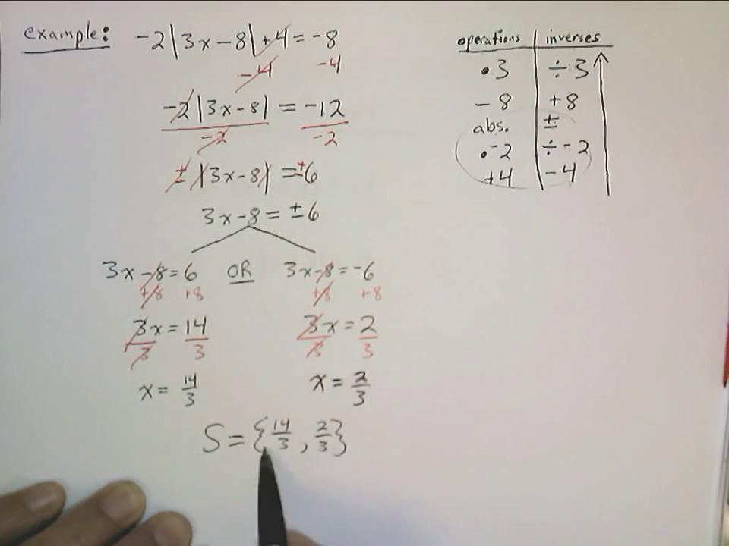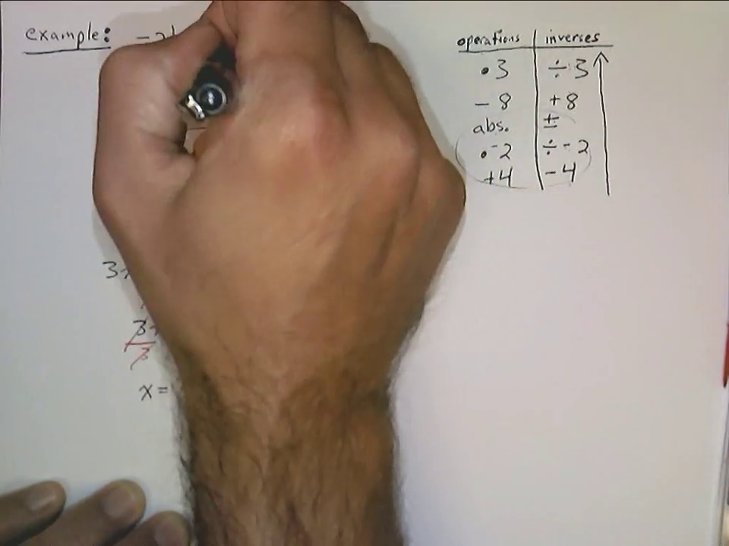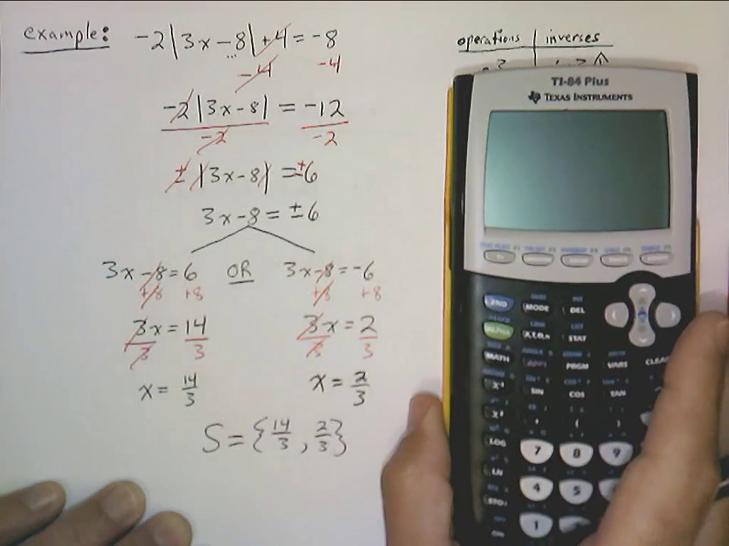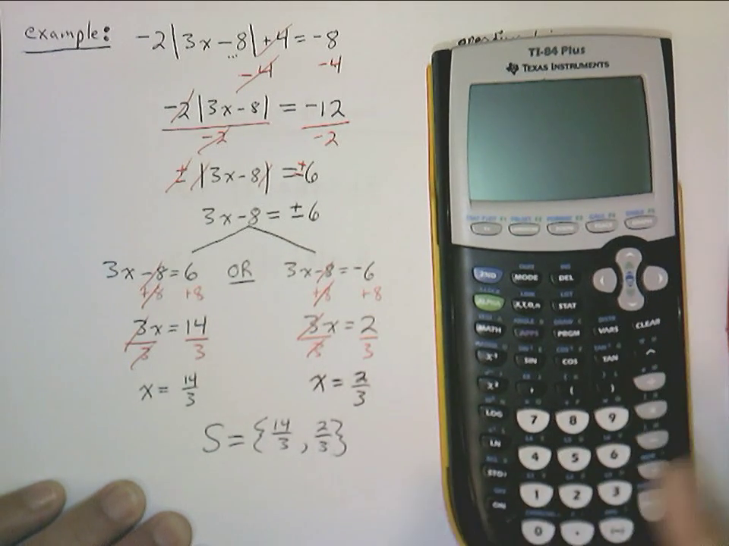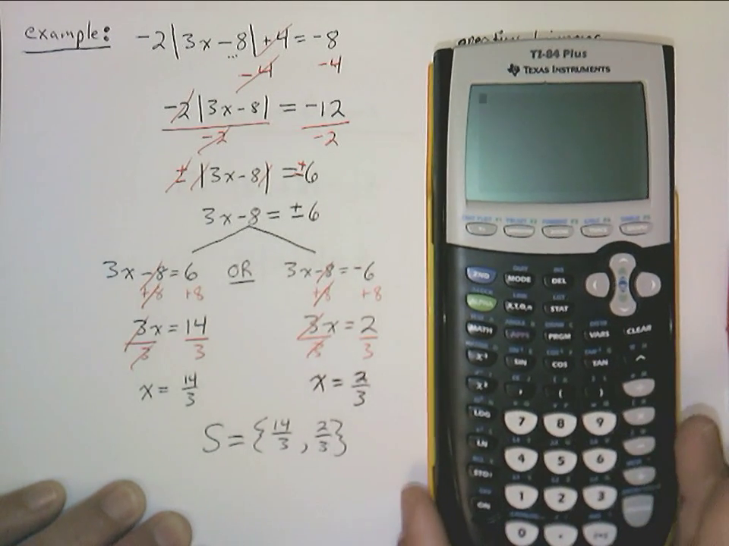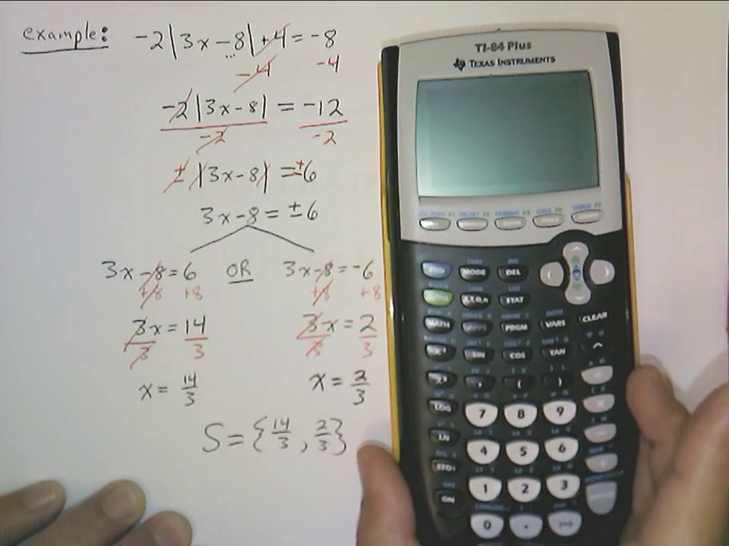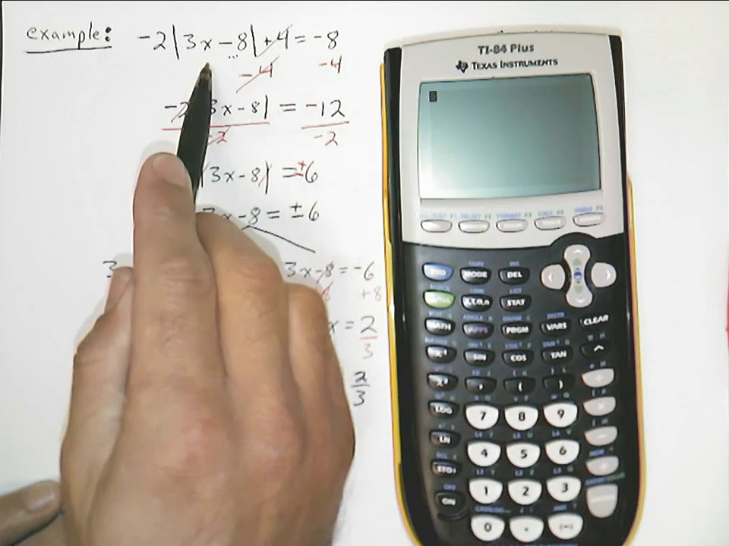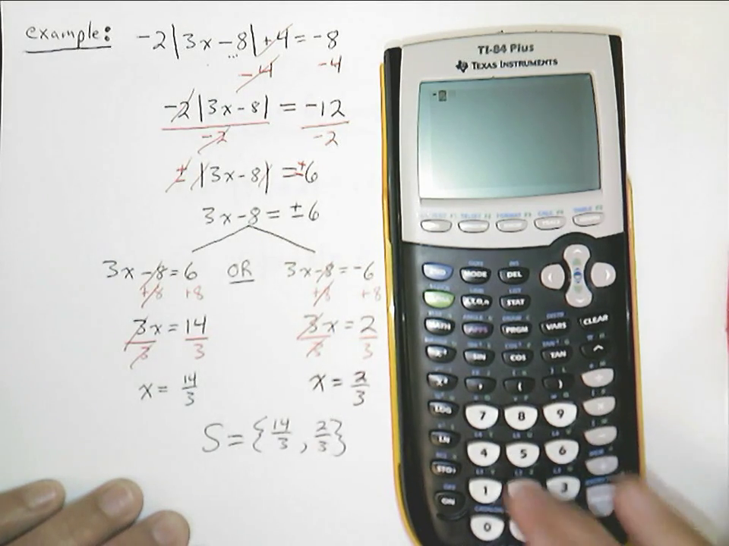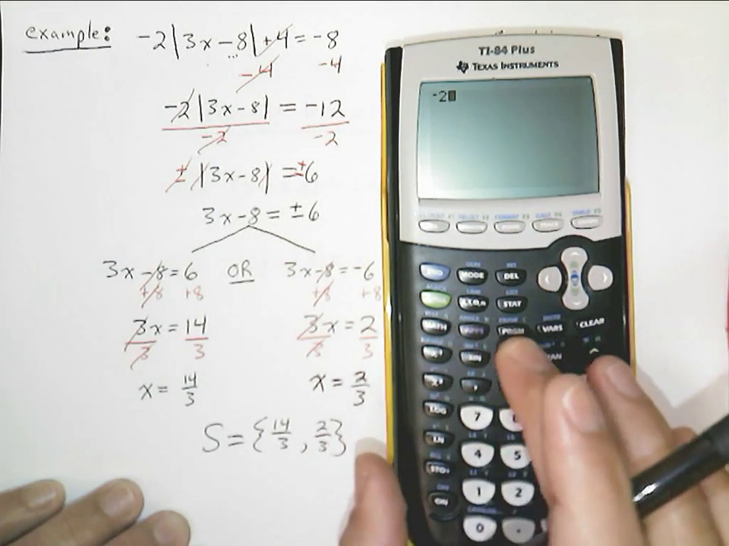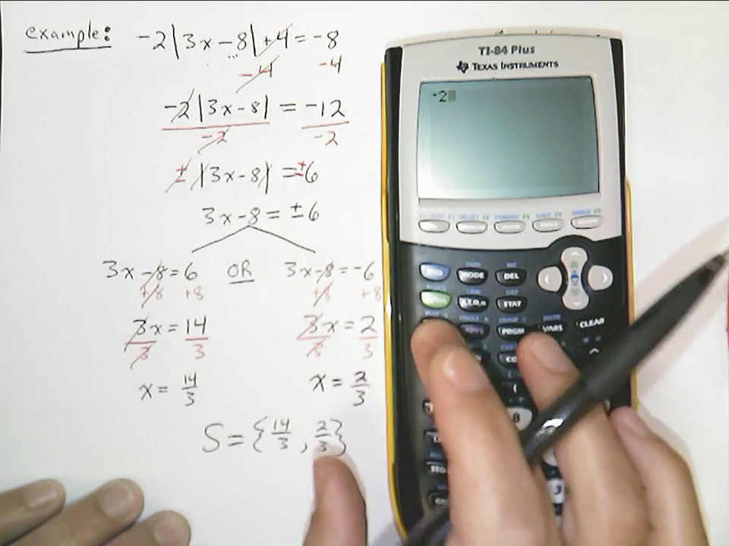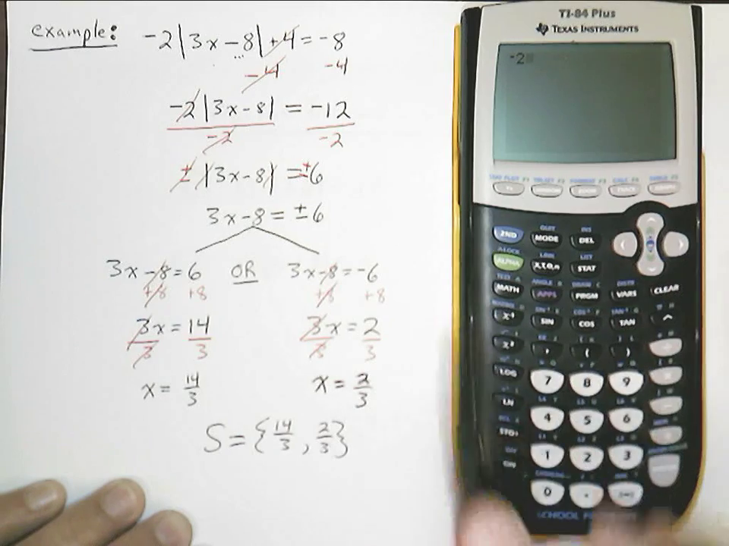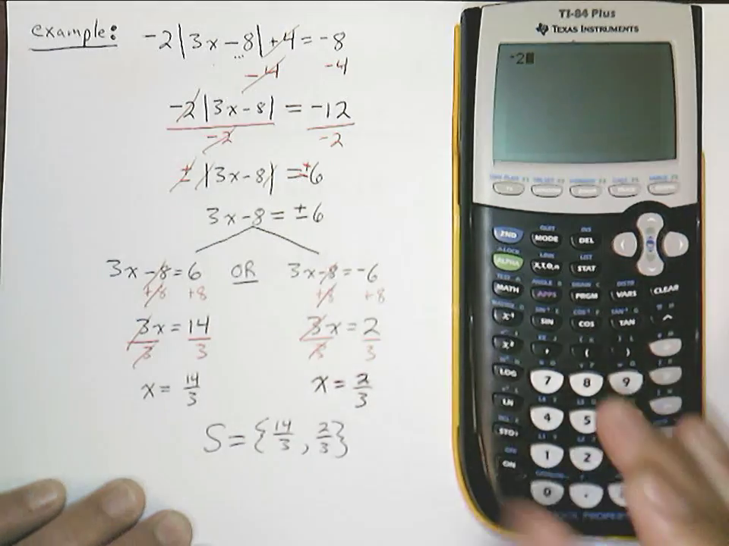But of course, we want to check these solutions by plugging them back into the original equation way up here. And I'm just going to do it with a calculator really quick to show you that that's not too hard to do, and also to show you where the absolute value is on the calculator. So we're going to plug 14/3 into this equation. So we've got -2 times. Now to get to the absolute value, we're going to use this math button here. I'm not sure if you can see it on the screen, but there you go. The button that says math right there.